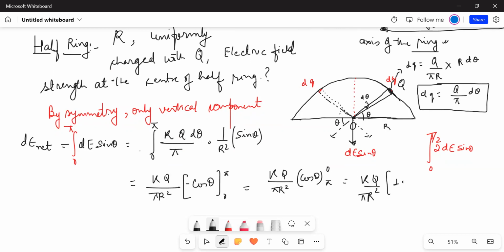Cos 0 is 1 and cos pi is minus 1, so minus of minus. So you'll simply get 2 k, and instead of k, what I will write? 1 upon 4 pi epsilon naught. So you will get 1 upon 4 pi square epsilon naught r square, so you will get q upon simply 2 pi square epsilon naught r square. Is that clear? I think this should be the answer. Q upon 2 pi square epsilon naught r square. Right, this is the answer.